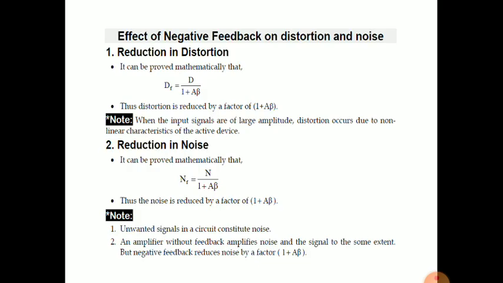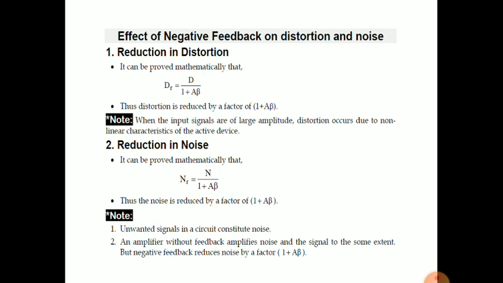Now moving on to the next topic, effect of negative feedback on distortion and noise. These are also important terms to be considered when we select an amplifier for a particular application, because though the gain and stability are good, if the distortion and noise are not good, then the selection of the amplifier will be in question, right? So what happens to the distortion and noise when we connect the negative feedback?